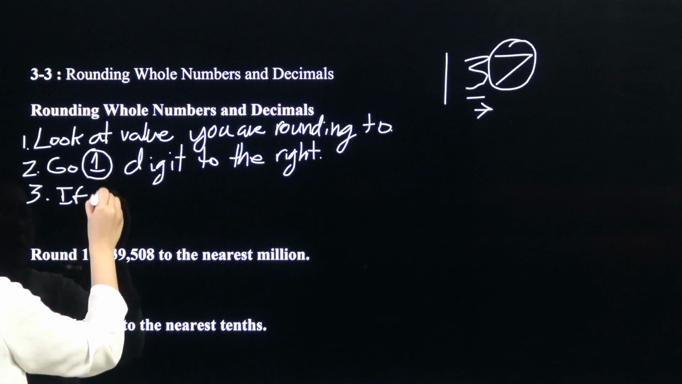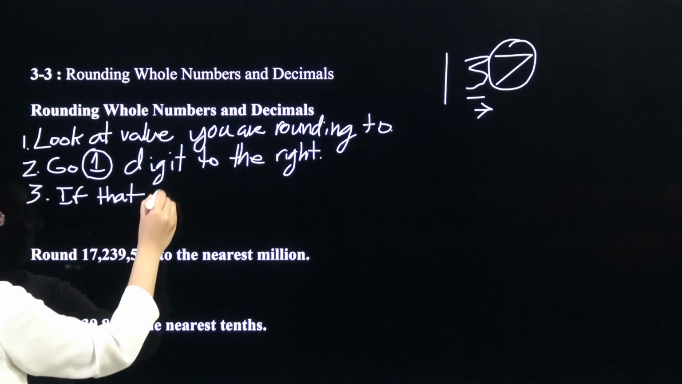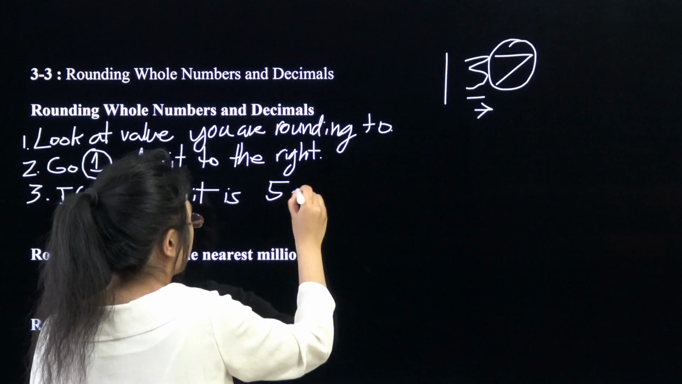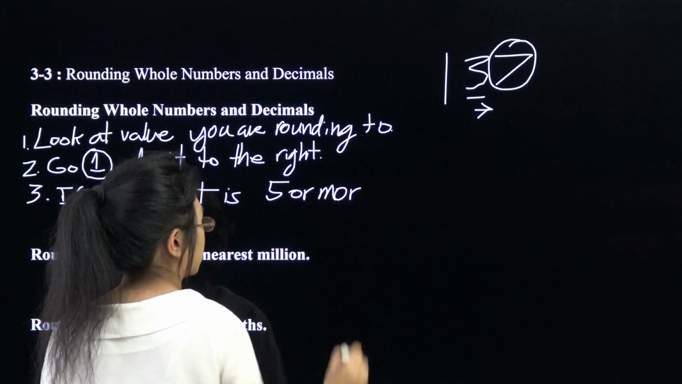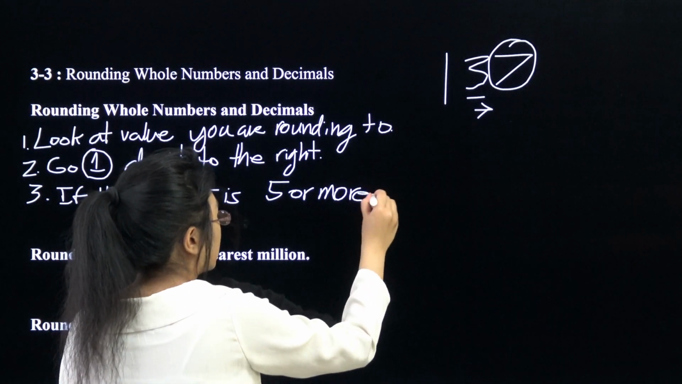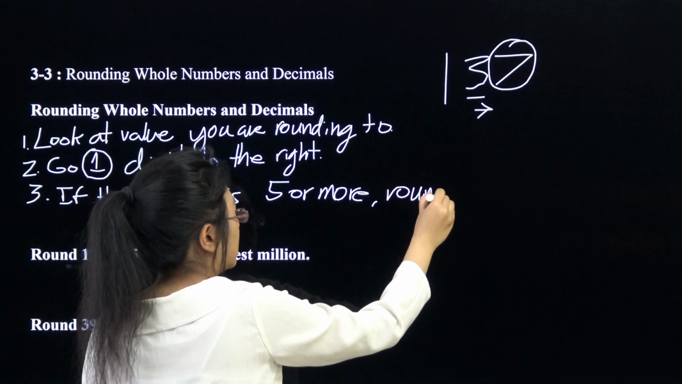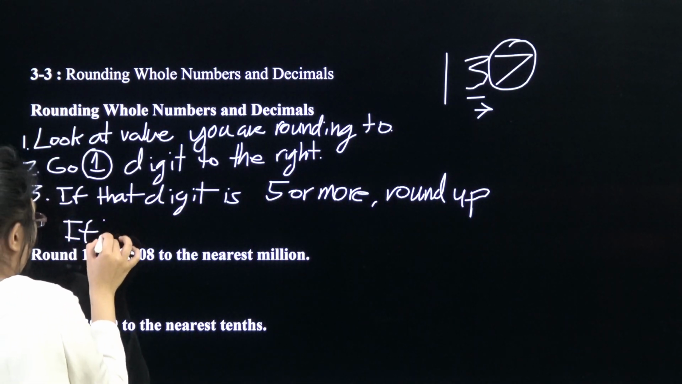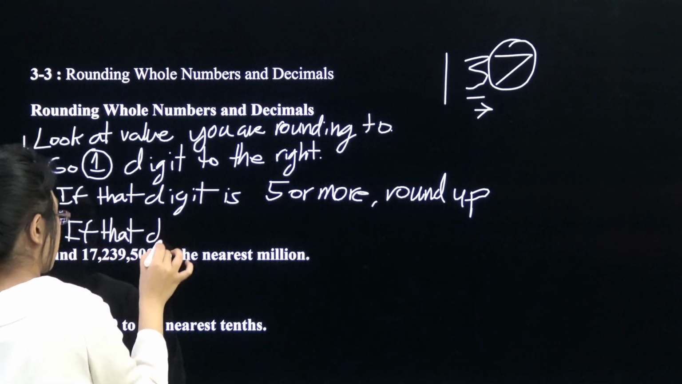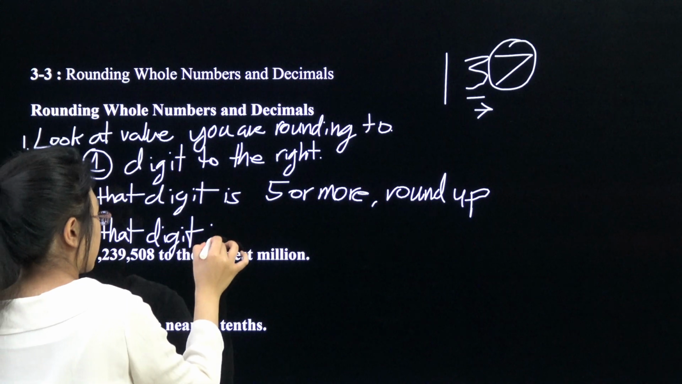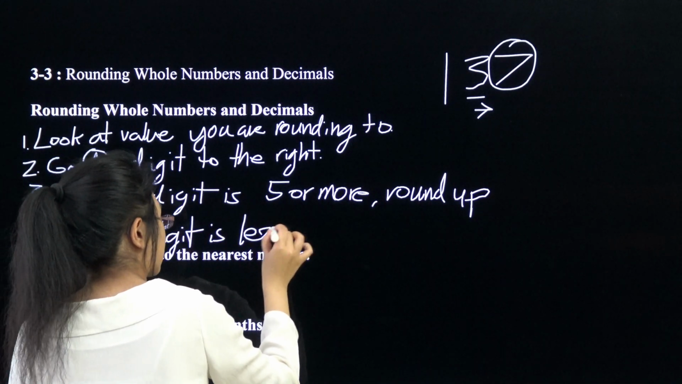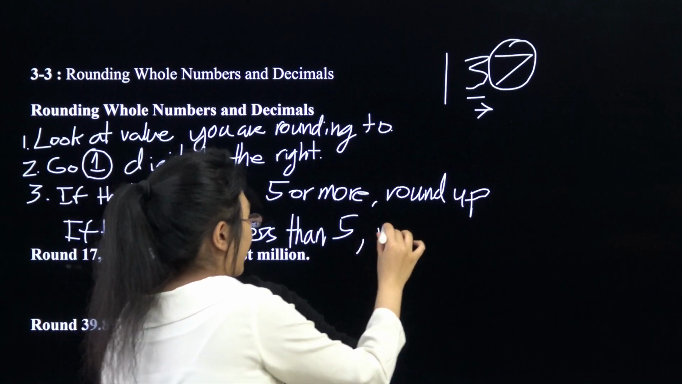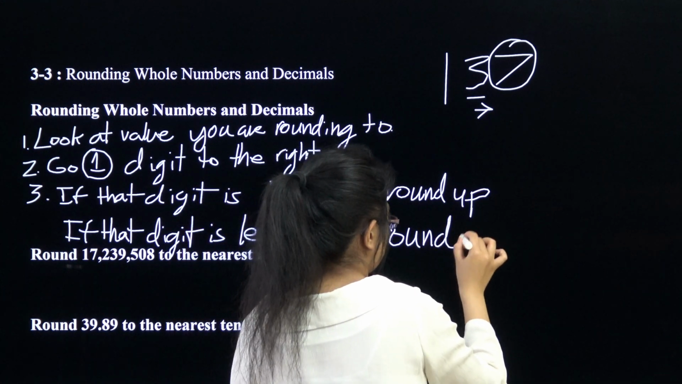If that digit is 5 or more, 5 or bigger, such as 6, 7, 8, 9, round up. If that digit is less than 5, round down.